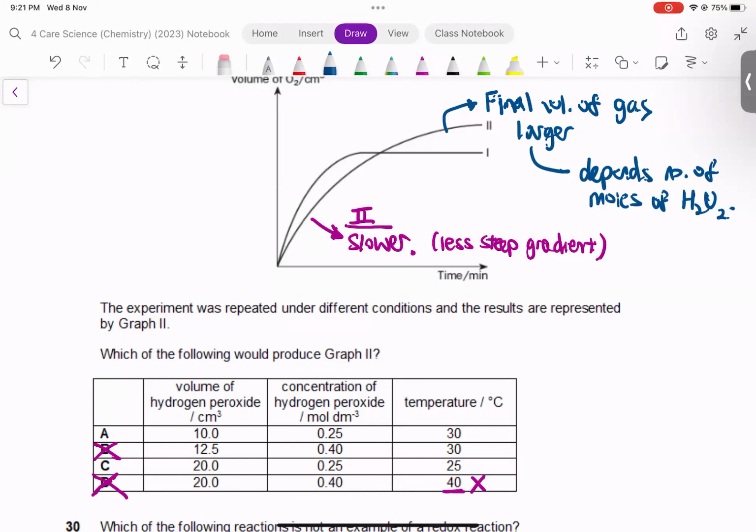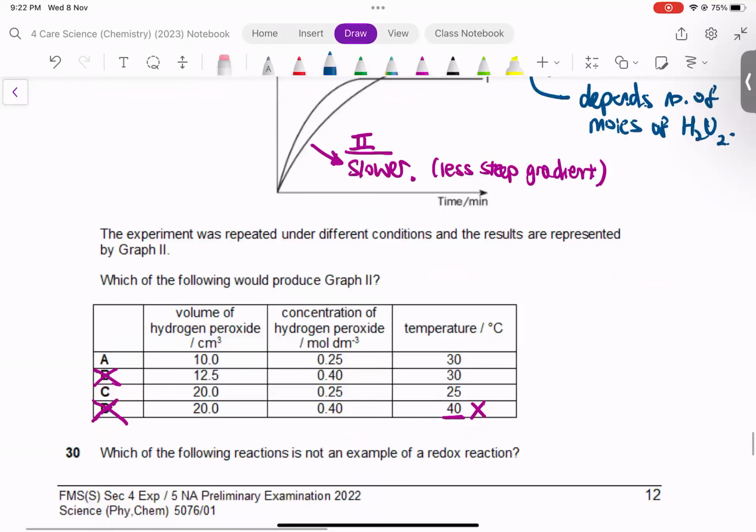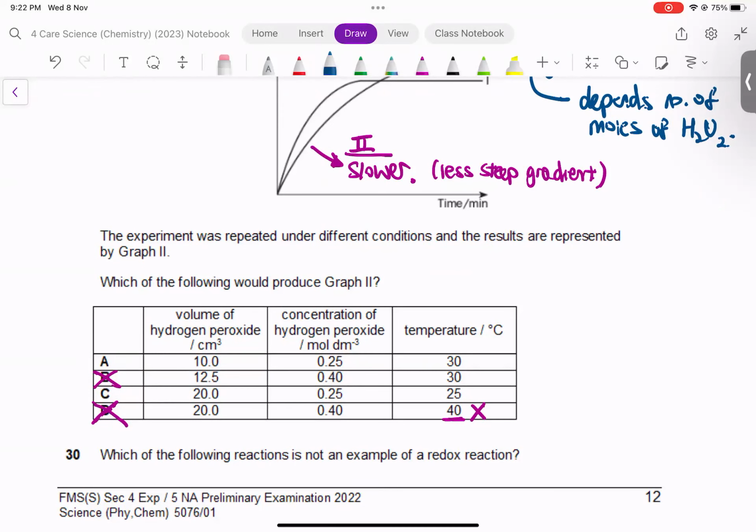All right, so now we got to calculate moles. How do we do that? We have volume, we have concentration, and CV. All right, n equals C times V. So this is the number of moles of hydrogen peroxide. In experiment 1, we have 0.004 moles of hydrogen peroxide. Now, we're going to work out for A and C, what are their number of moles of hydrogen peroxide. So this will give me 0.0025 moles.